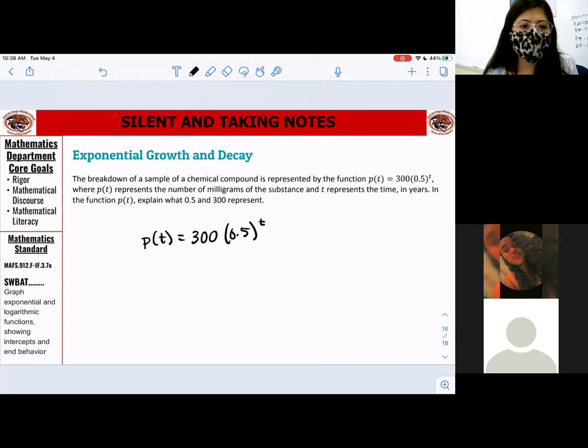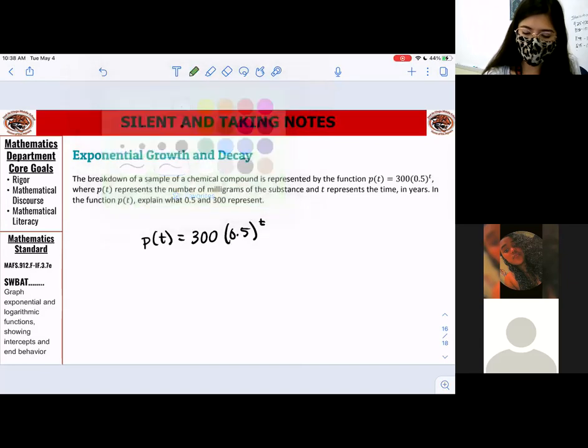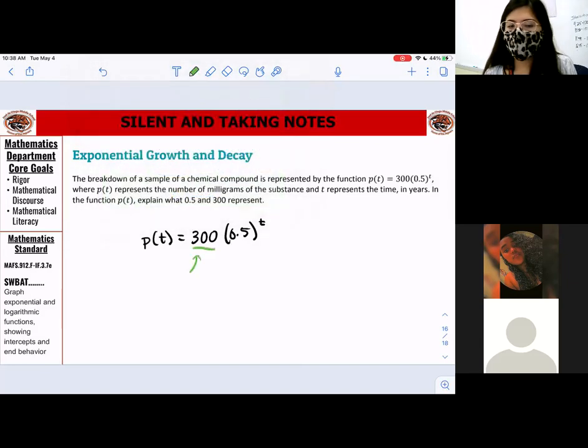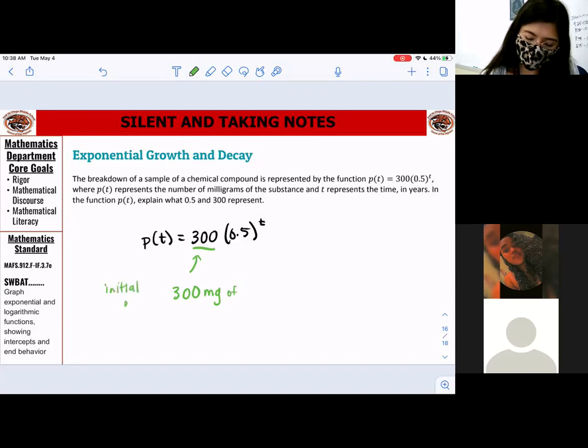It's kind of an interesting situation, but let's start with the 300. In general, 300 is my what? Yeah, the y-intercept, the starting amount. Now, what is it in this problem? 300 what? Milligrams. So 300 milligrams of the substance. So the initial amount.